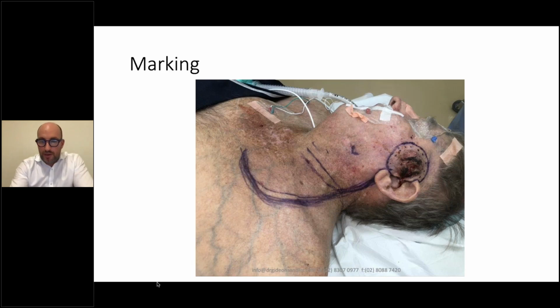For those who are squeamish, now is a good time to look away because I'm going to show you an operative photograph.